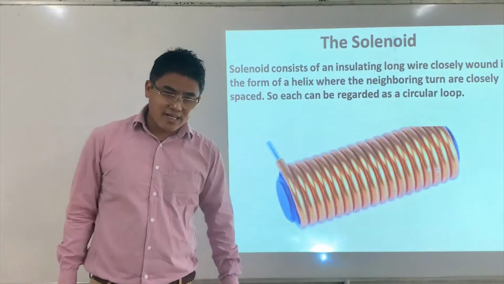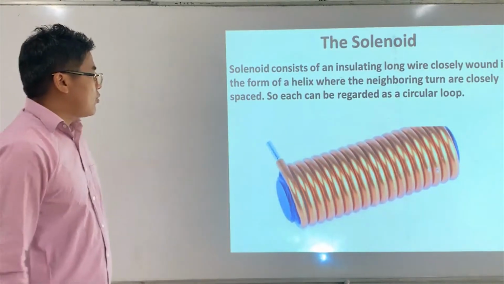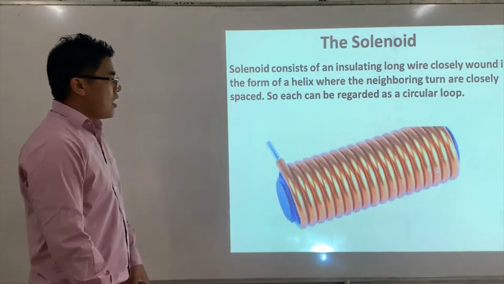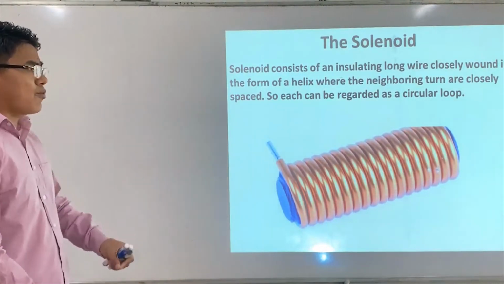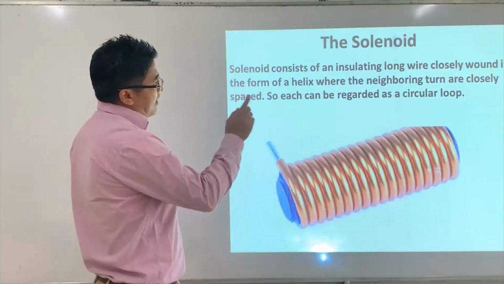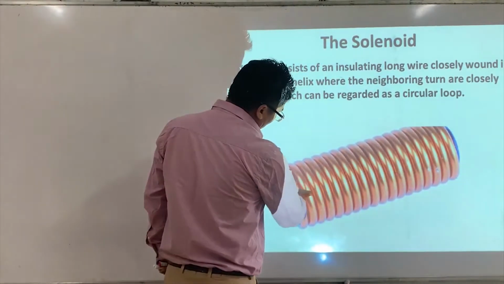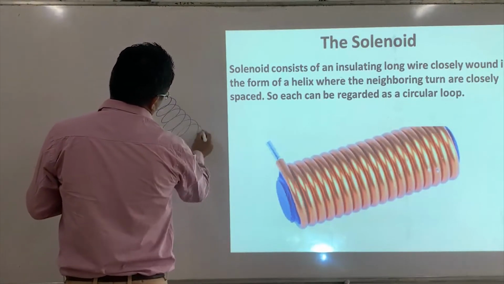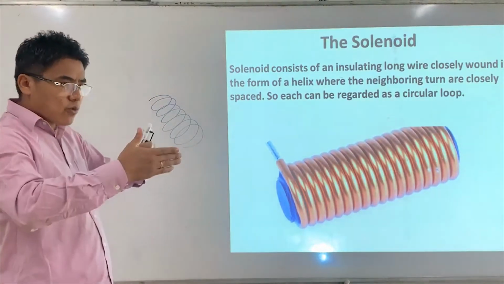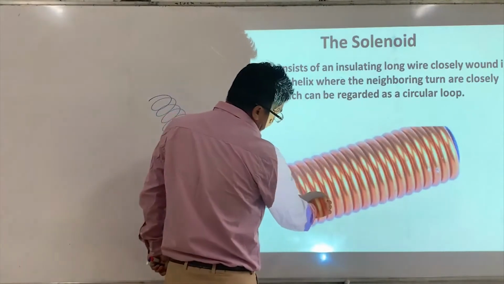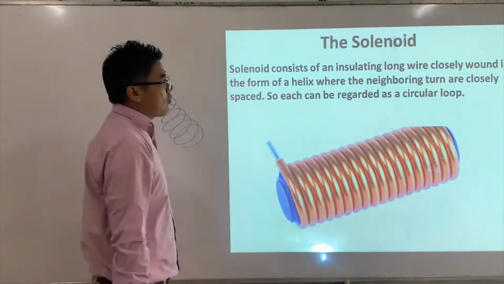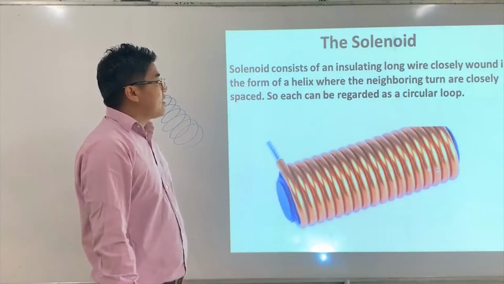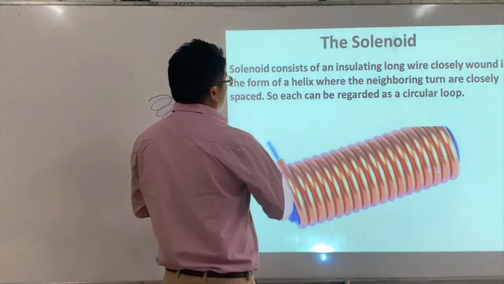So this is the diagram. This is the picture of a solenoid. A solenoid normally consists of long insulating wires, closely wound in the form of a helix. It is something like this. These things are wound closely, closely packed, so this distance is going to be extremely small. So a solenoid consists of an insulating long wire closely wound in the form of a helix.